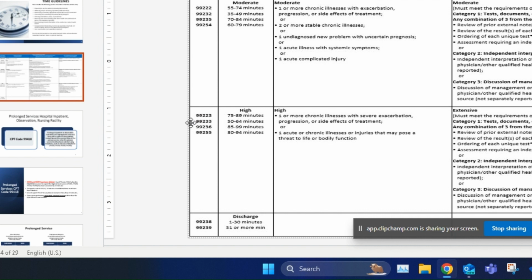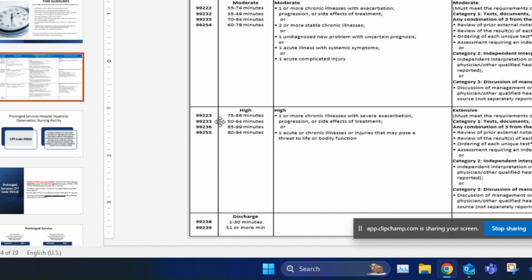If you're doing a 99233, which is just a progress note, it's 50 to 64 minutes. If you're spending 50 minutes going through why the patient's here, what we're doing for them, making medicine changes, going over them in rounds, talking to the family, going back and speaking to consultants, going back and reviewing lab work, I can almost guarantee for a lot of your patients, you're spending more than 50 minutes in totality, which qualifies for level 3.